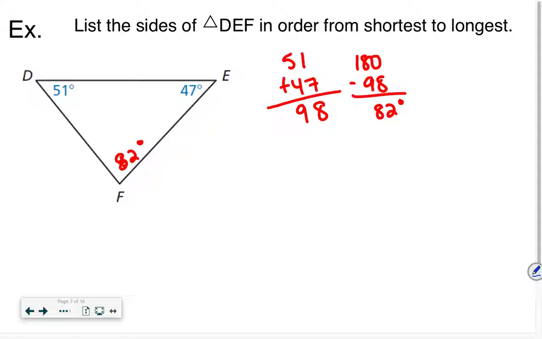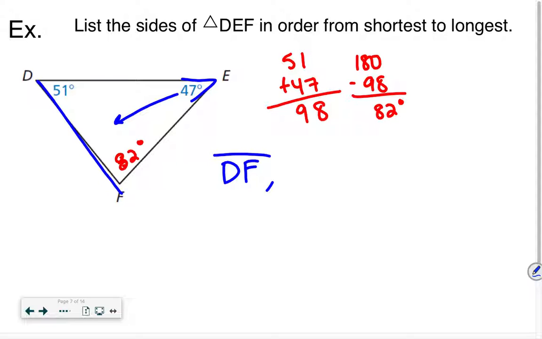All right, Tatum is absent. Let's go. Luke, what's the smallest angle? Because it does say list from shortest to longest. Luke, what's the smallest angle in this picture? 47. And what side length, Luke, is across from angle E? Very good. So regardless of how long DF is, I know it has to be the shortest side. I don't know how long it is, but I know it's the shortest side.